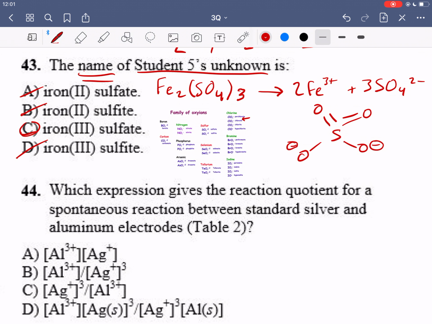So because of all of those reasons, those are different ways that you could have figured out that the sulfur part is not sulfite but sulfate, and the iron part is not 2+ but 3+.